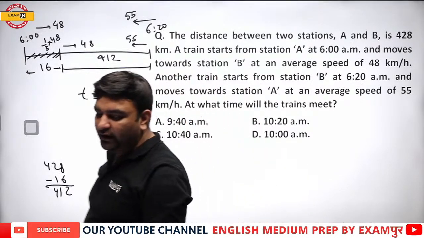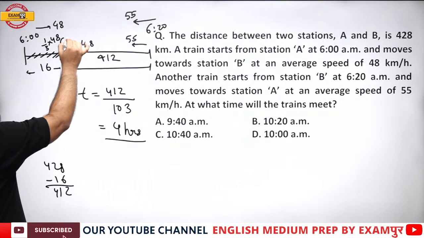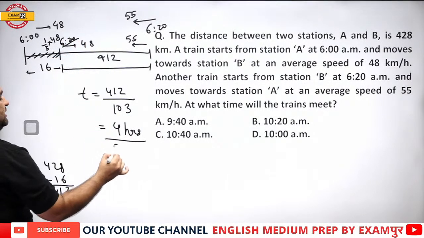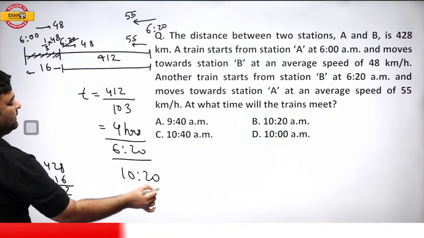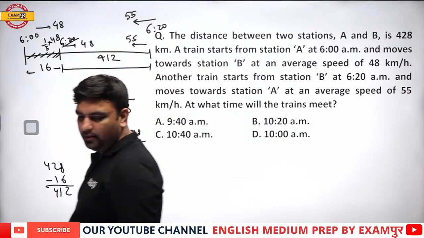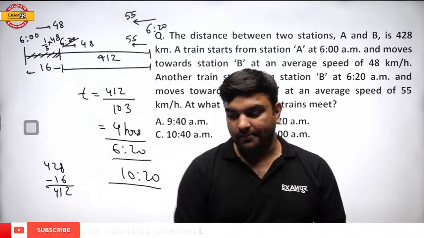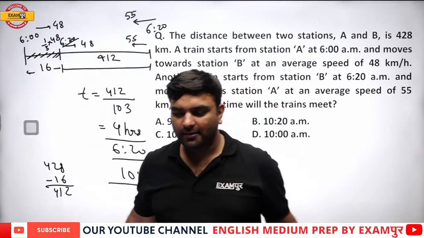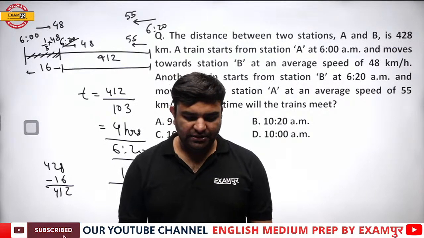4 hours after when? After 6:20. So 6:20 plus 4, 10:20 is the meeting time. 10:20 a.m. is the meeting time.